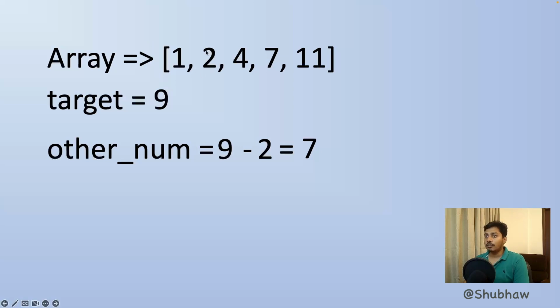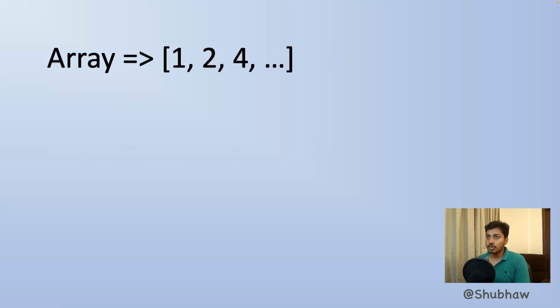Whenever we reach 2, we check whether we have found 7 or not. And similarly, when we reach 7, we check whether we already have found 2 or not. Since we would already have traversed 2, that will be our solution. So what can be the data structure which will store our visited values?